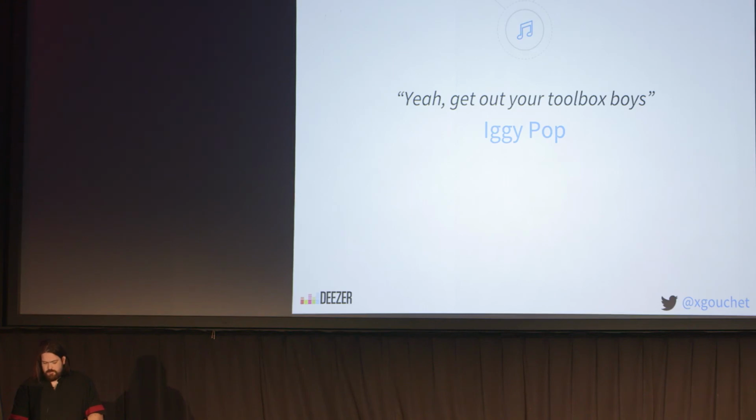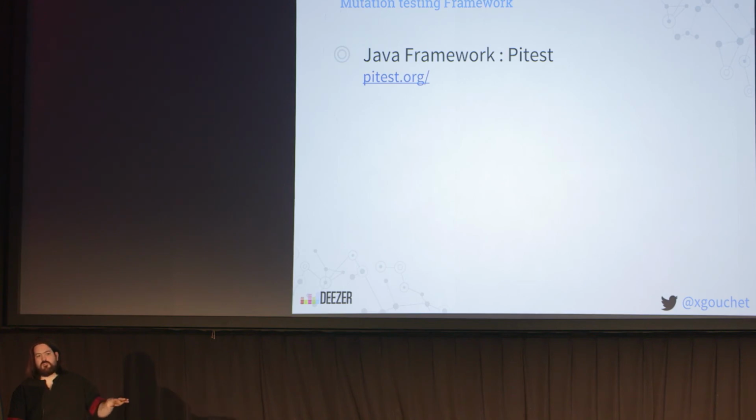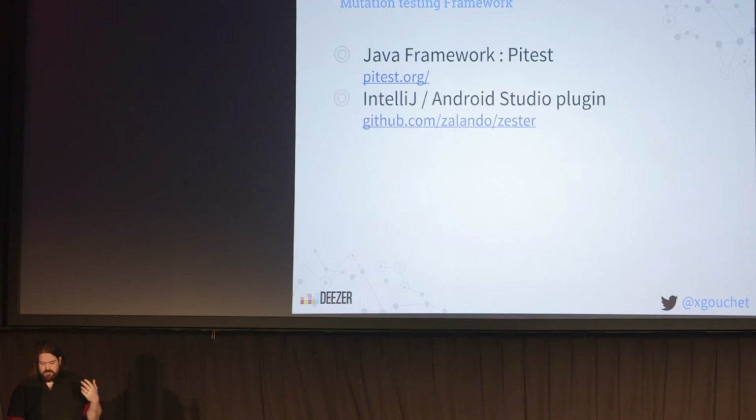So your toolbox. As I said, the mutation framework I'm using is called Pitest. It's a Java framework initially, so they already have a Gradle, Maven, and whatever script to run it against any Java project. There's also an IntelliJ Android Studio plugin called Zester, which basically allows you to run a mutation pass on a single class.